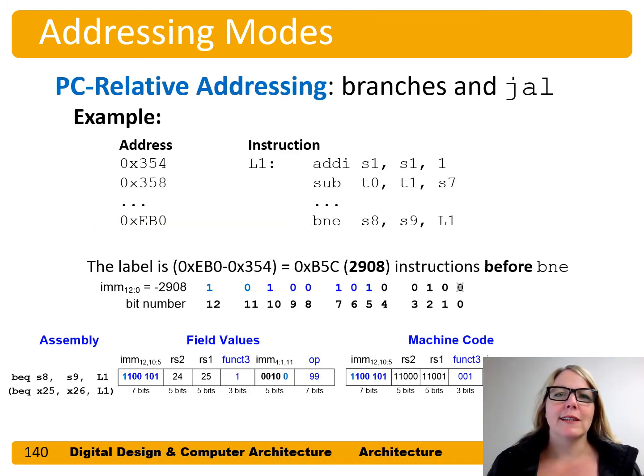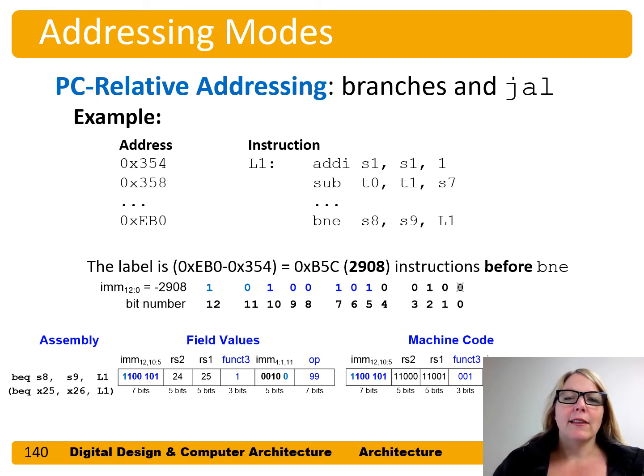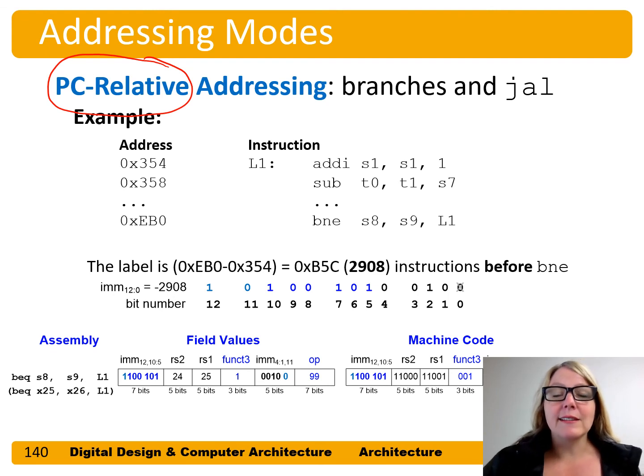PC relative addressing is used by branches and jump and links. So the operand in this case is the PC. The PC is being operated on. And the way that we figure out what the destination PC should be is by adding a constant, an immediate amount, to the PC. And so it's called PC relative because the destination PC is relative to the current PC.